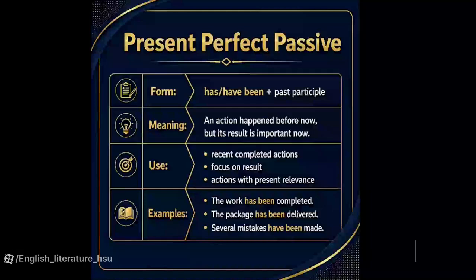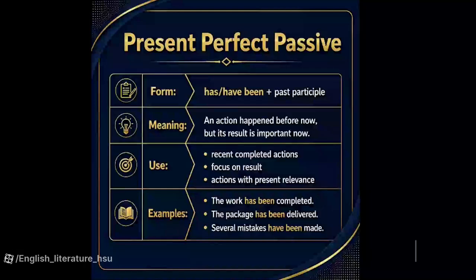Okay, in present perfect passive, we use this form. Has been or have been plus past participle. It means that an action happened before now, but its result is important now. We use this passive form for recent completed actions, or when we want to focus on the results, or when the actions have present relevance. For example, the work has been completed, or the package has been delivered. Has been completed, has been delivered, has been made. These are present perfect passive.